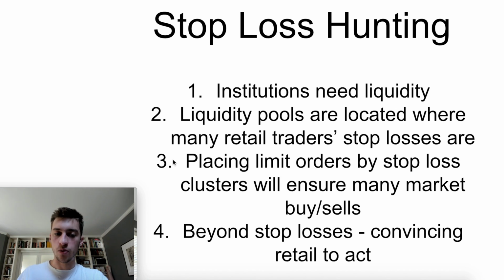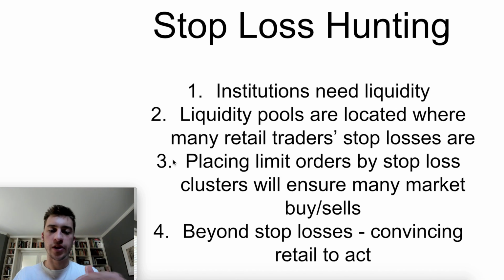The reason they want to do that is that when those stop losses are triggered, they're going to execute as market orders. Those market orders are immediately going to execute on institutions' limit orders. So that's exactly what the institutions need to happen to fill their orders in order to capture profits. What this kind of relationship is called is liquidity pools.